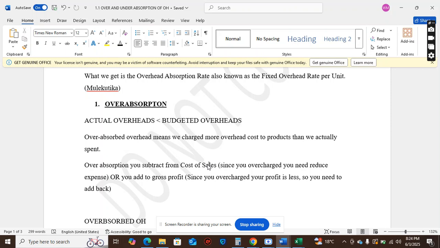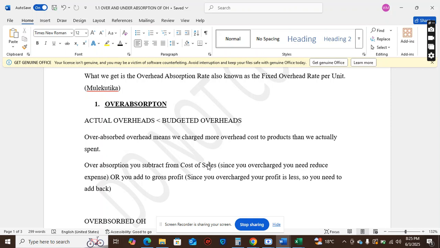Colleagues, I'll show you a numerical example of what I'm saying here. For now, let's just go along with what I'm saying, but I'm going to illustrate it numerically. So when you've over-absorbed, you have to subtract from the cost of sales, because your cost of sales is going to be inflated. You need to subtract those over-absorbed overheads to get an accurate cost of sales.